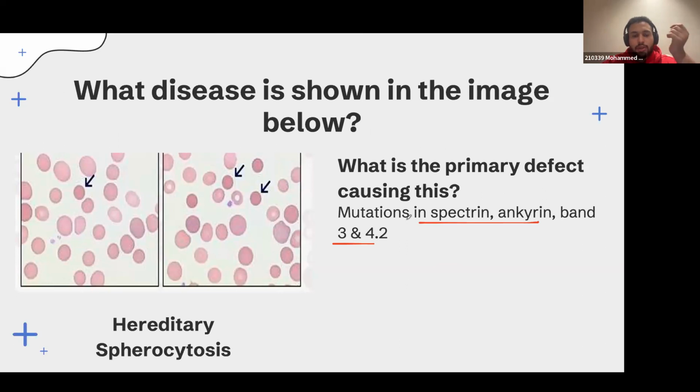Now, since the cell membrane is not bound to the cytoskeleton properly, it will start to bleb off. So the older cells will be small and the younger cells will be big. Since there's a discrepancy in size, what value will be elevated? RDW. Now, what's causing the hemolysis in this disease?